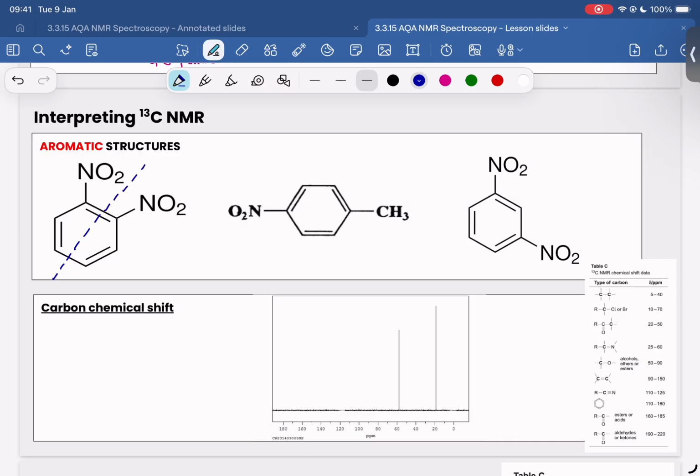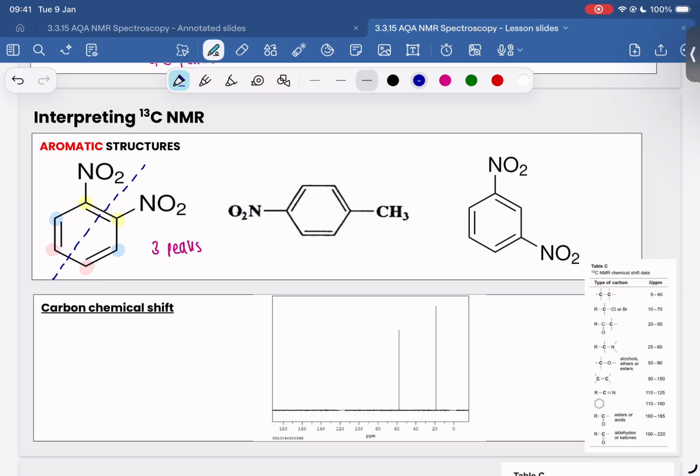right? And then I'm going to highlight, just like I did before, the different carbon environments. So you can see here that using line of symmetry, I know that these two are the same carbon environments. These two are the same carbon environments. And these two are the same carbon environments. And so I know, therefore, that there's going to be 3 peaks because I've got 3 carbon environments. I hope that makes sense.